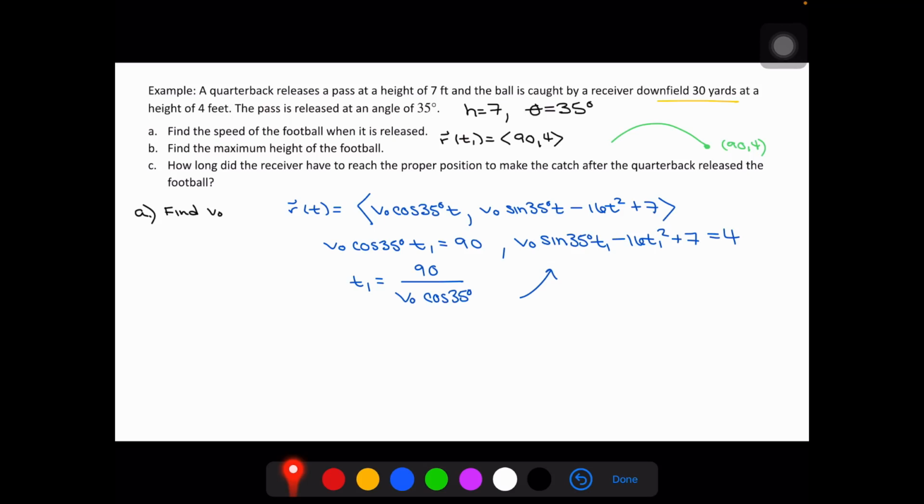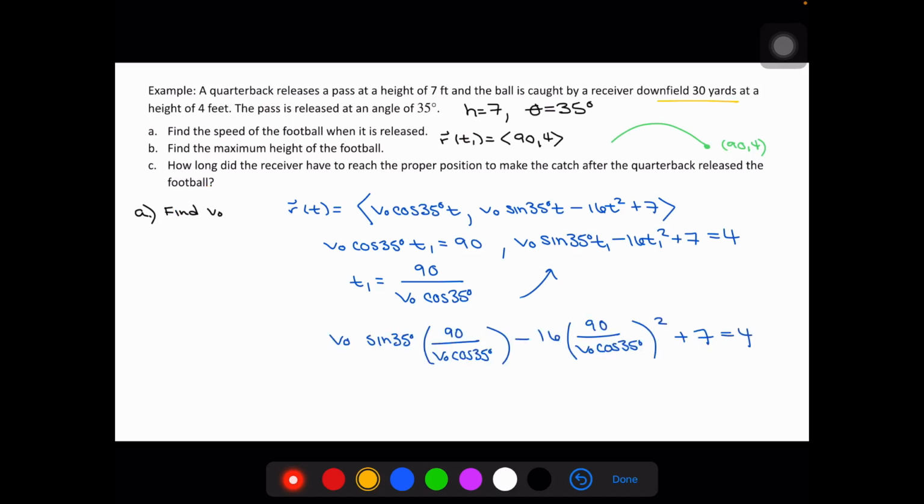I chose to solve it for the t1 simply because my goal was to find the v naught. If I solve it for t1, I plug that into my second equation, and then I'll have a bunch of v naughts, and that'll tell me the information I'm trying to find. So I took this first equation, the one that came from my x component, and solved it for t1. So t1 is 90 over v naught cosine 35.